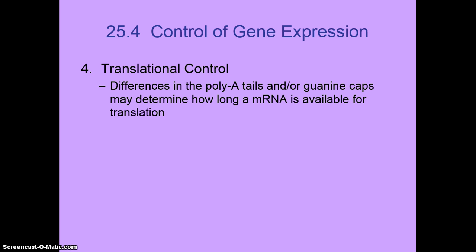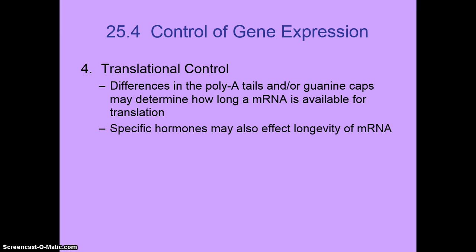Translational control finds differences in the poly A tails or the guanine caps and may determine how long a messenger RNA is available for translation in the cytoplasm. Specific hormones may also affect the longevity of the messenger RNA that's already been transcribed in the nucleus and is in the cytoplasm for translation.